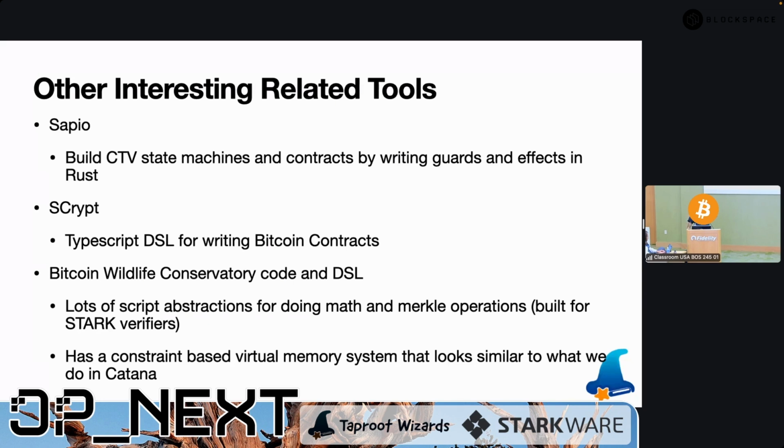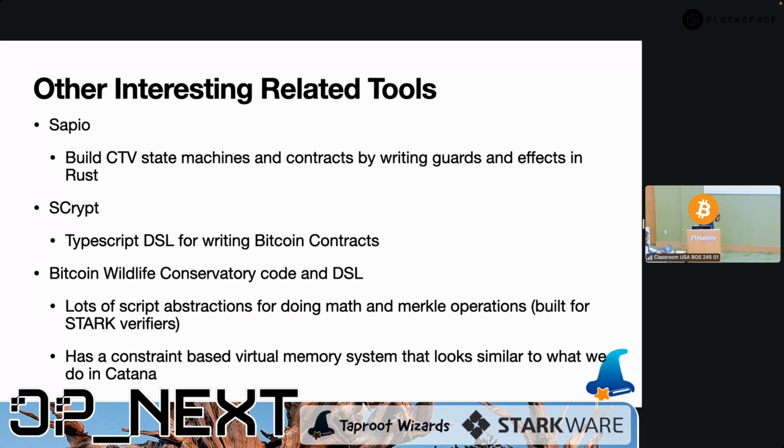One of them, Jeremy mentioned it earlier, is Sapio. It's a really great system for writing state machines out of CTV trees, with a really nice Rust DSL. There's a tool called script, an interesting TypeScript DSL where you write Bitcoin contracts in TypeScript. There's a project called the Bitcoin Wildlife Conservatory. I think Wei King might be in the other room, but he's been doing a lot of amazing work on trying to build a STARK verifier in script using OP_CAT.